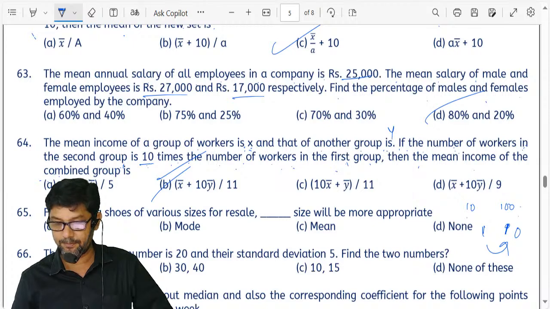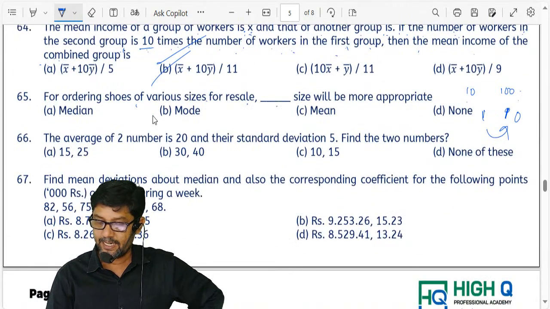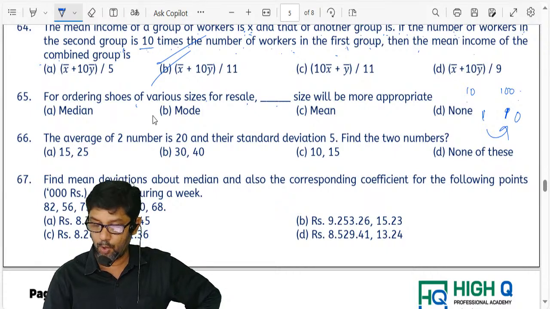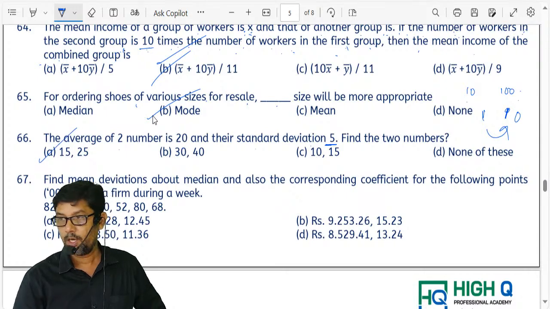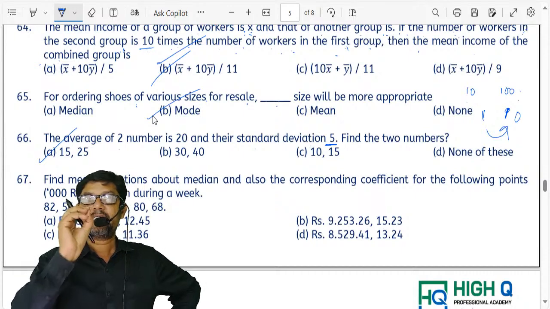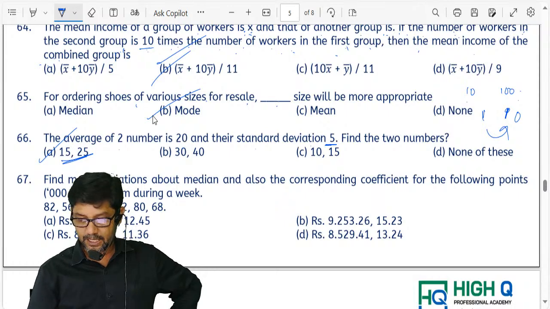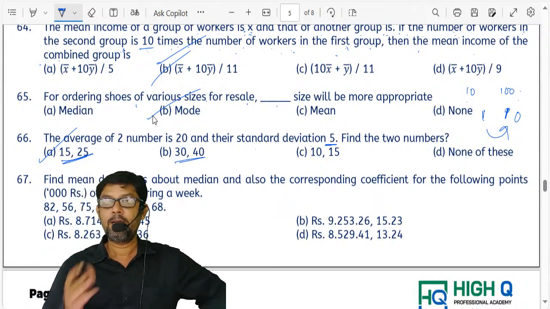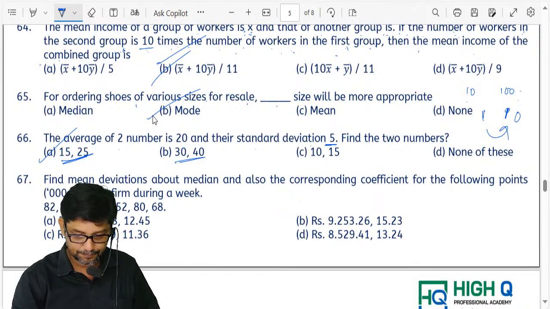Option B, direct answer. Next, for ordering shoes of various sizes, modal size will be more appropriate, my dear. The average of two numbers is 20 and the standard deviation is 5. Find the two numbers. I'll directly go for option A. Why, sir? When two observations are there, standard deviation is half of the range. So here half of the range is 5. Sir, here also half of the range is 5, but the arithmetic mean is not 20, right? So therefore option A is the right answer.